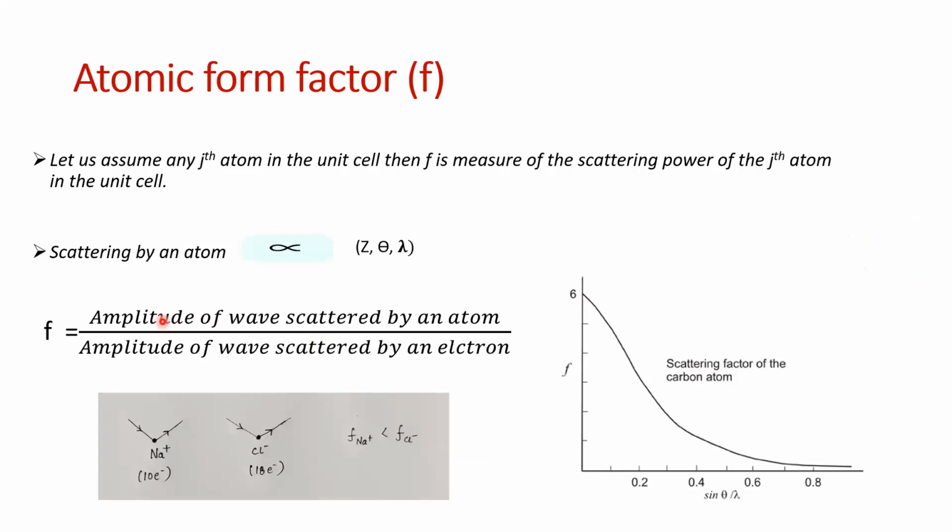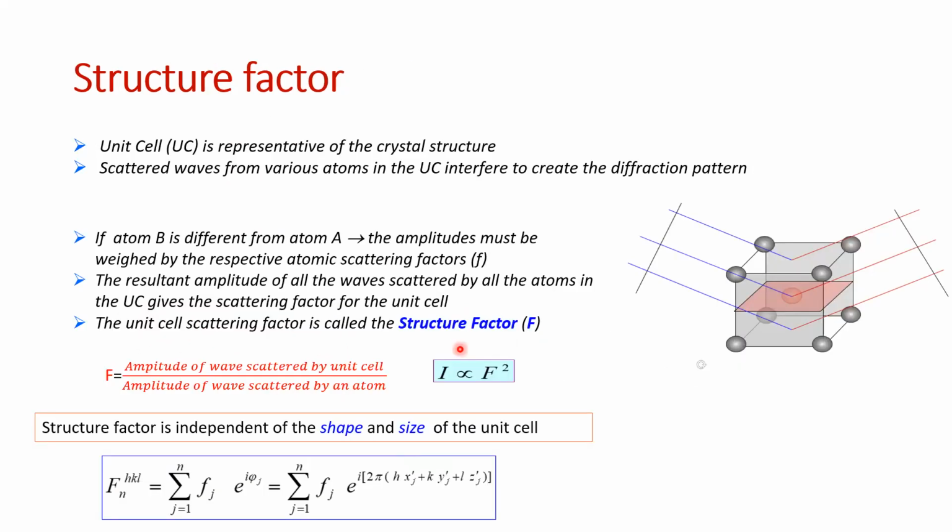Earlier we said that in the case of the atomic form factor, it is the amplitude of the wave scattered by an atom divided by the amplitude of the wave scattered by an electron. But in the case of the structure factor, we have the amplitude of the wave scattered by a unit cell divided by the amplitude of the wave scattered by an atom. And as we know, intensity is directly proportional to the amplitude squared. So the intensity that we observe in the peaks of the XRD pattern is directly proportional to the structure factor. One more important thing is that the structure factor is independent of the size of the unit cell.